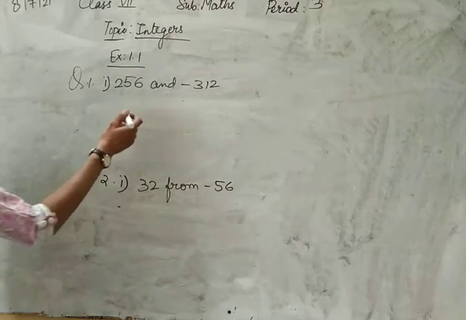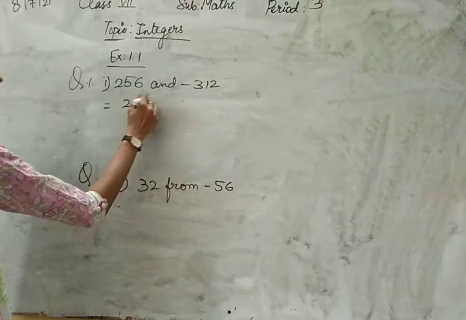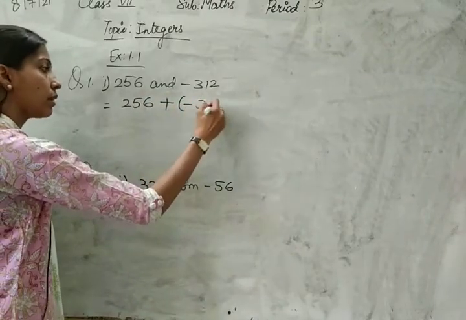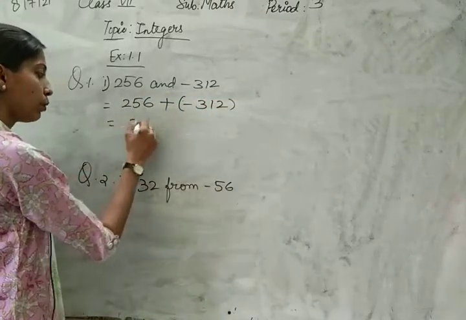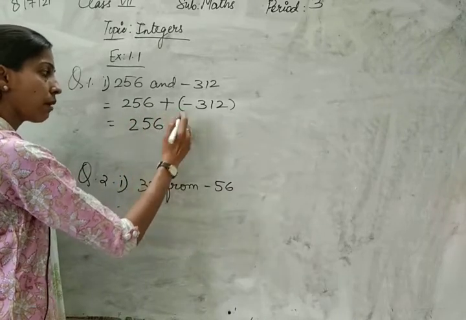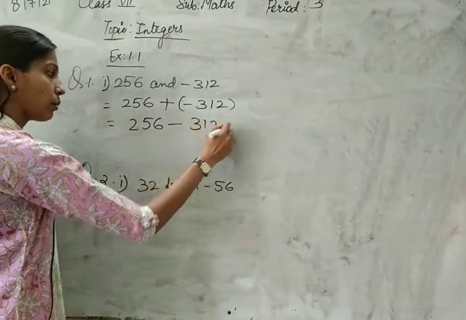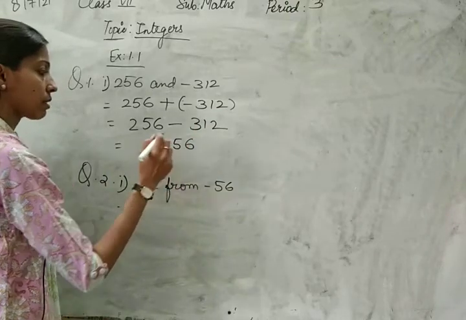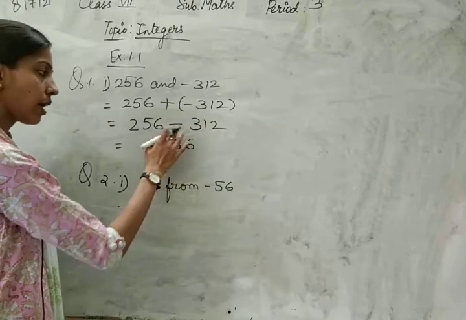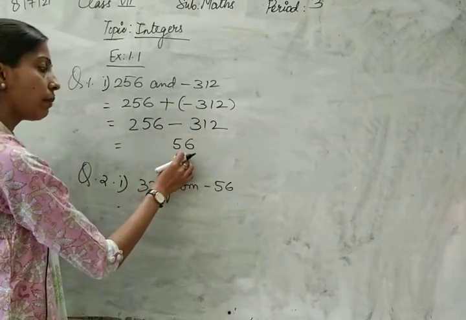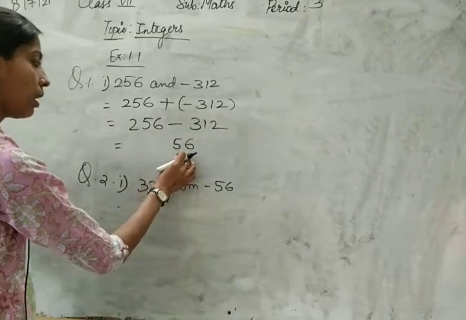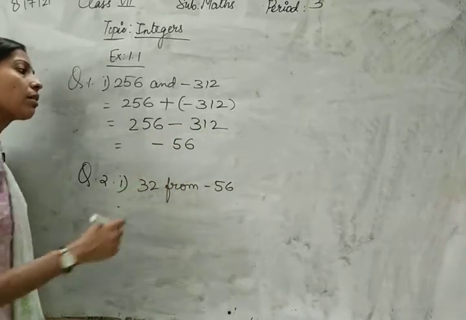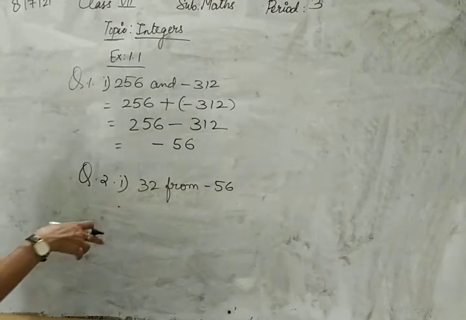So for finding the sum we have to add them. We have to put the add sign here and there is already minus with 312, so 256 plus minus will become minus 312. Answer will be 56. We have to do minus sign here. Before 312 there is a minus sign, so we have to put minus here because we have to put the sign of the bigger number.